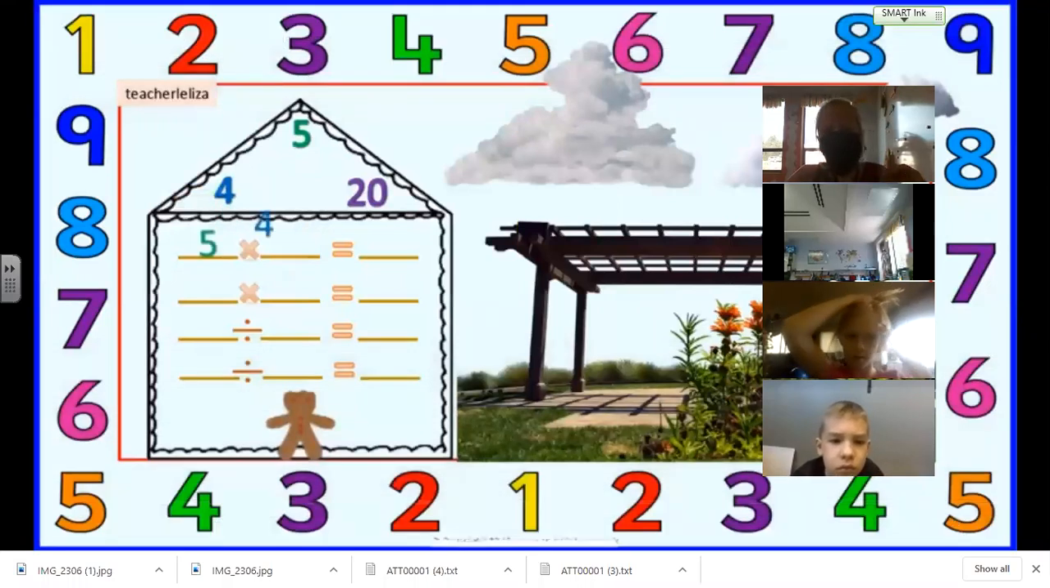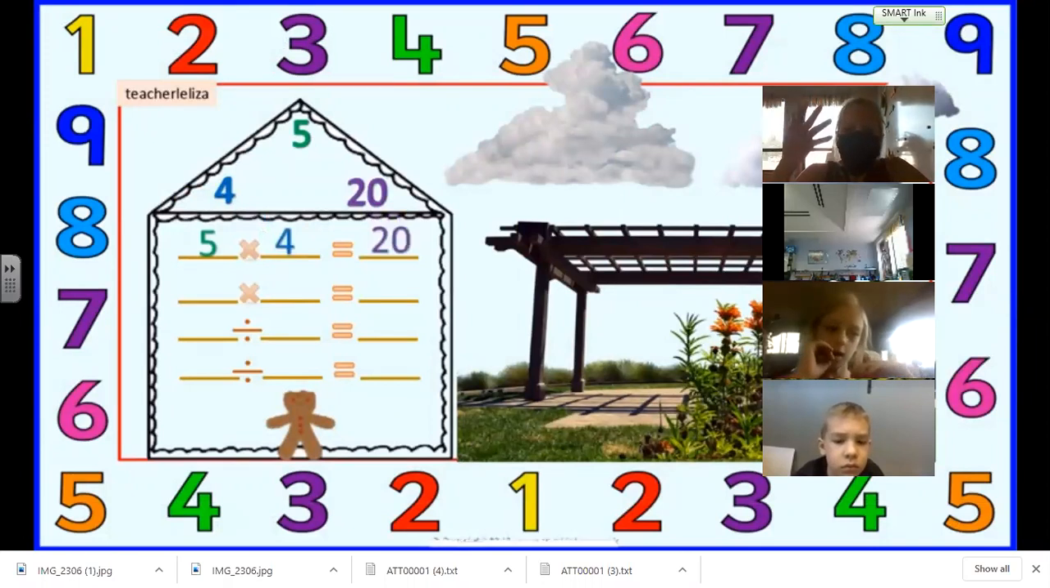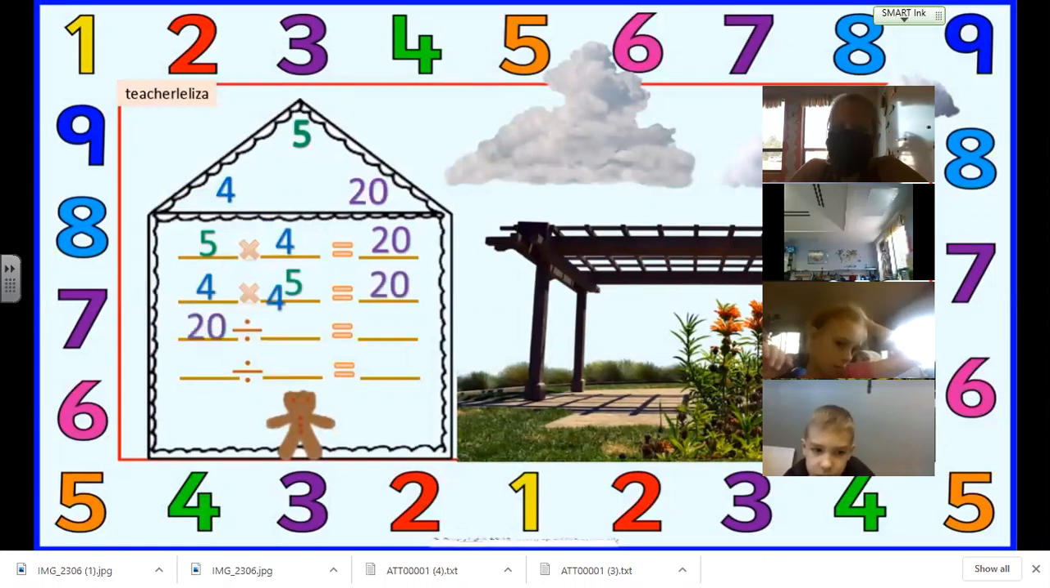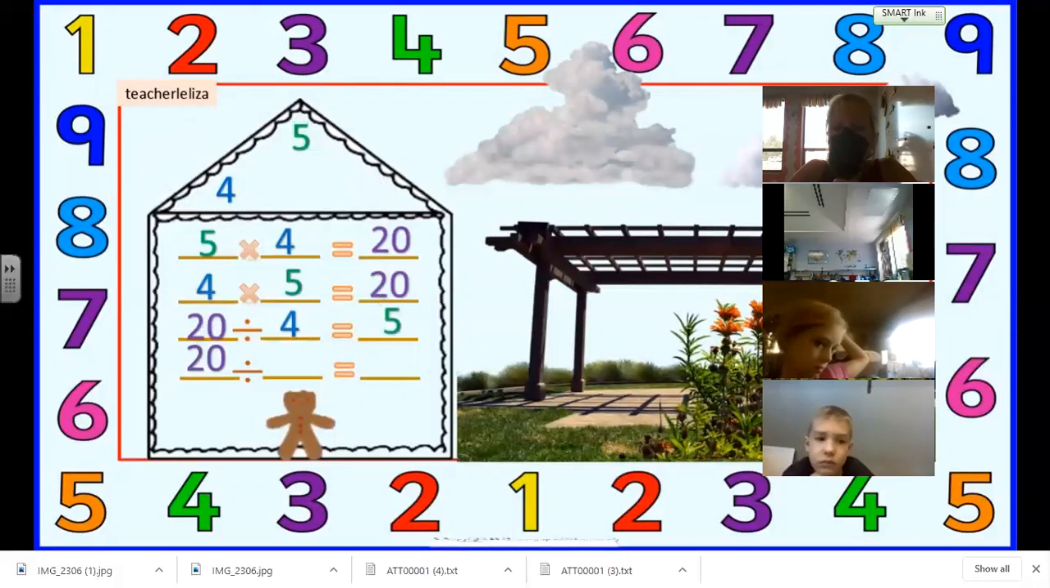And this is a review, 5, 4, and 20. If you have those 3 numbers, they're related with multiplication and division. Right, there's commutative property. Now you take the product and make it your dividend. If you know 4 times 5 is 20, you know 20 divided by 4 is 5.